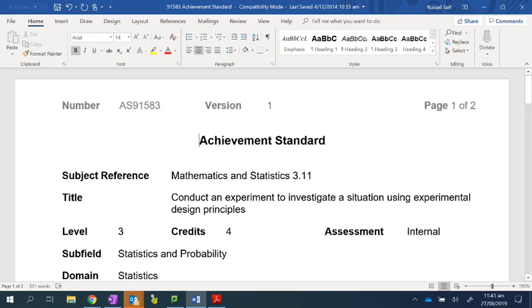So, Mathematics and Statistics 3.11, you're going to conduct an experiment to investigate a situation using experimental design principles. So you're going to conduct and design your own experiment here. So level 3, obviously, 4 credits. So that means you do have to actually take it seriously, right? It's an internal assessment.